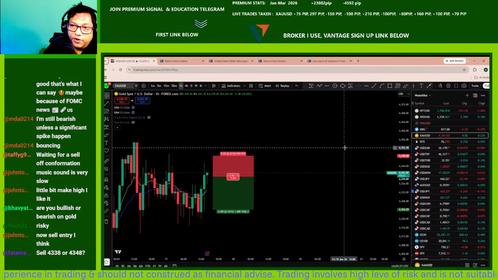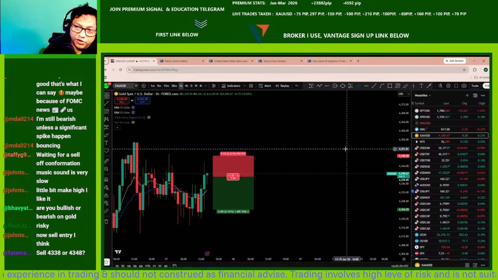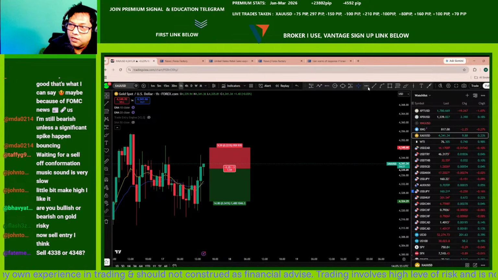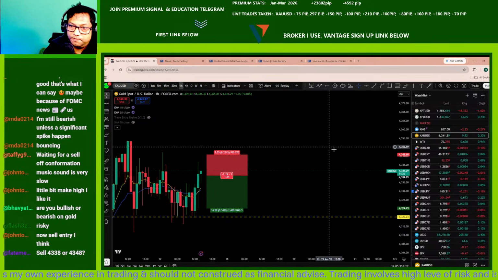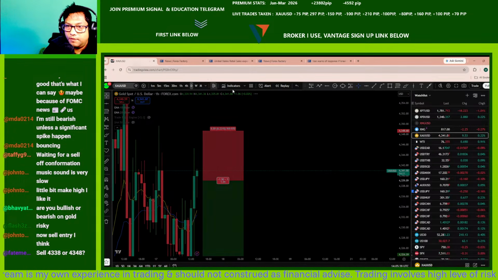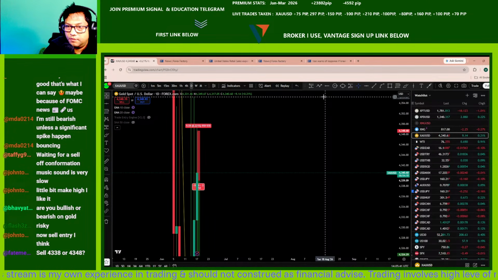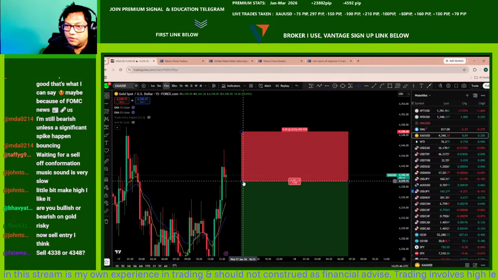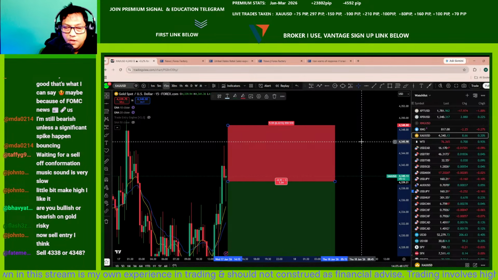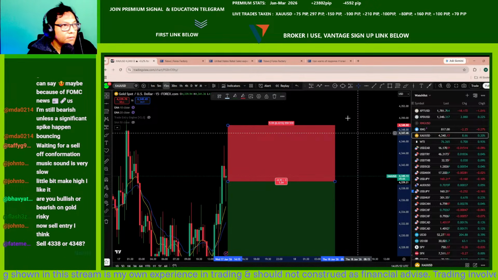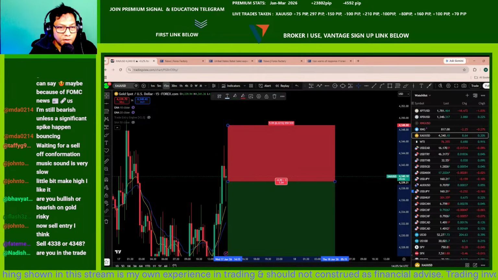If the market goes back again to fill that wick, that could happen. Otherwise we could see it come straight back to the support, to the daily support. So wait for the market to show. Yeah, I'm on a sell trade now.